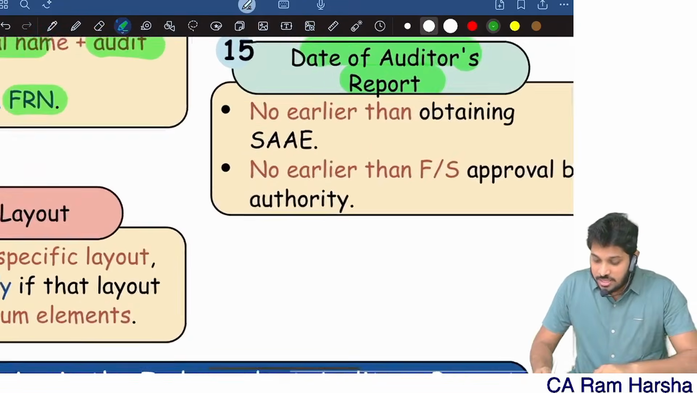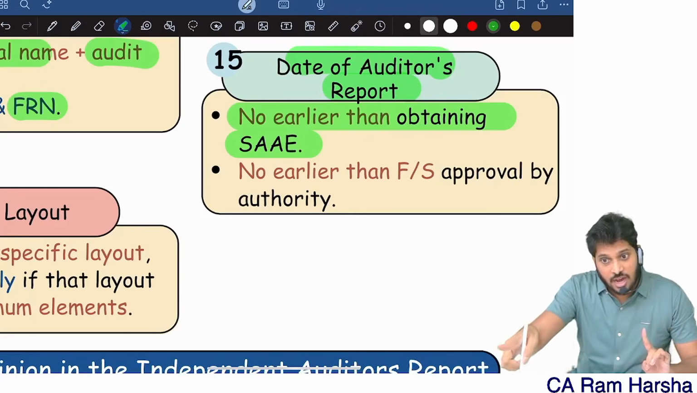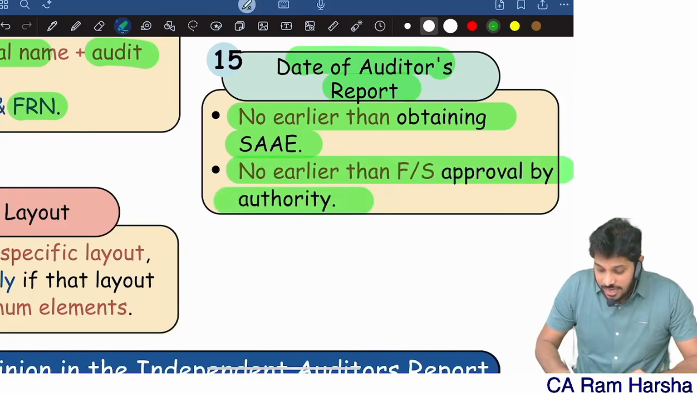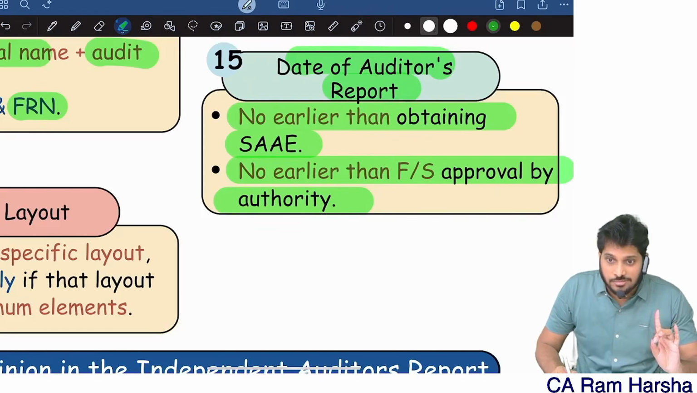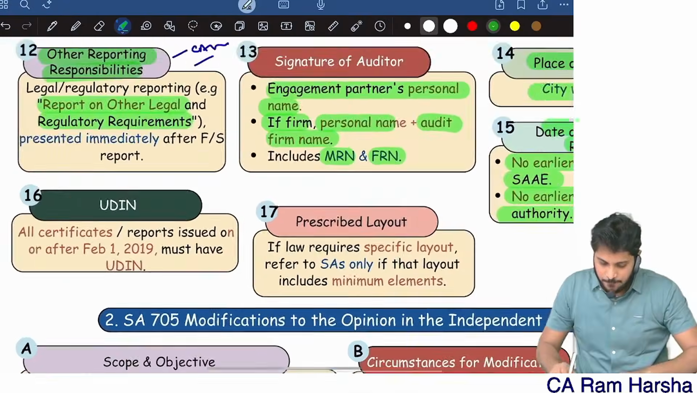You can mention the date not earlier than the date on which you obtain evidence. Your audit report should always be on or after you obtain entire evidence. So it cannot be earlier, and not earlier than the financial statements approval by the respective authority. So the audit report date cannot be earlier than the evidence date. It cannot be earlier than the approval date. So it can be on or after that date only. Yes or no? Next, UDIN.